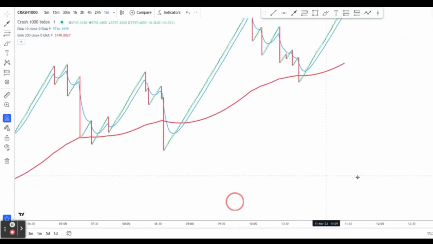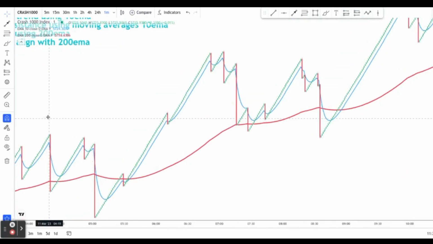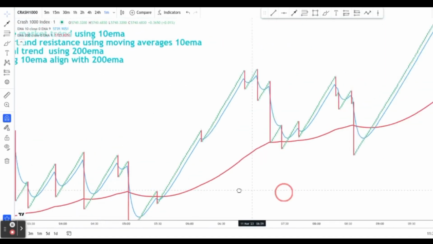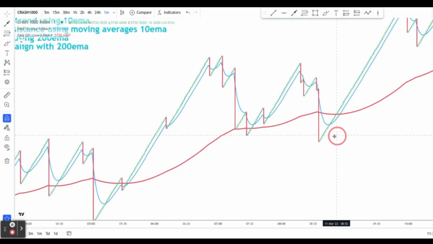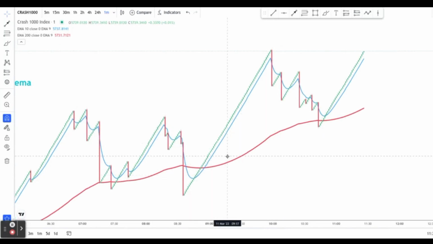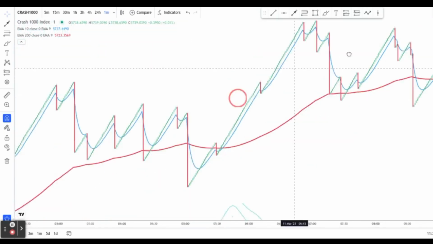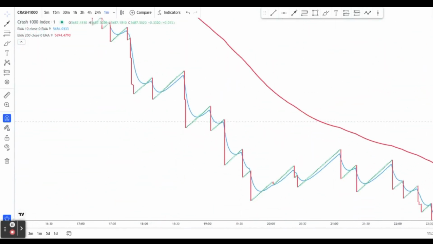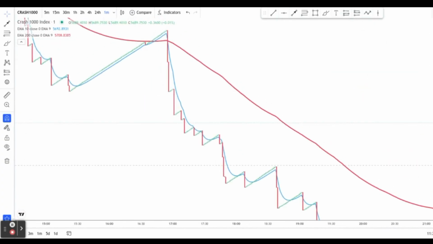So what should we still do? Let's look at the last rule. We should find entry using 10 EMA aligned with 200 EMA. So first of all, let me explain the word align. That is in the same agreement, that is in the same direction, in the same conclusion. That is what it says. Find an entry in the same direction. First of all, let me show you the one that worked for spike. So let's assume you want to catch spike.